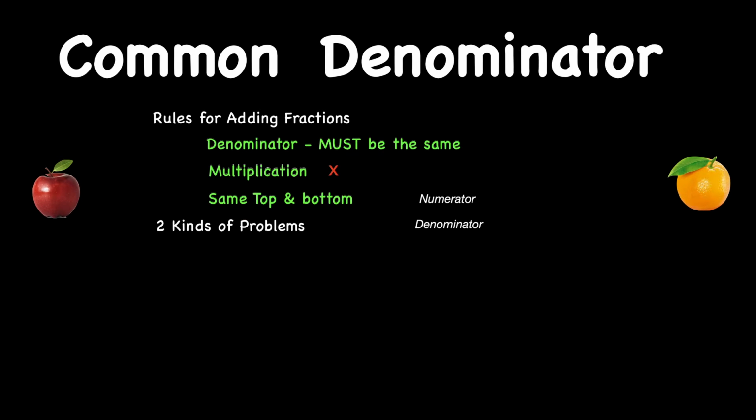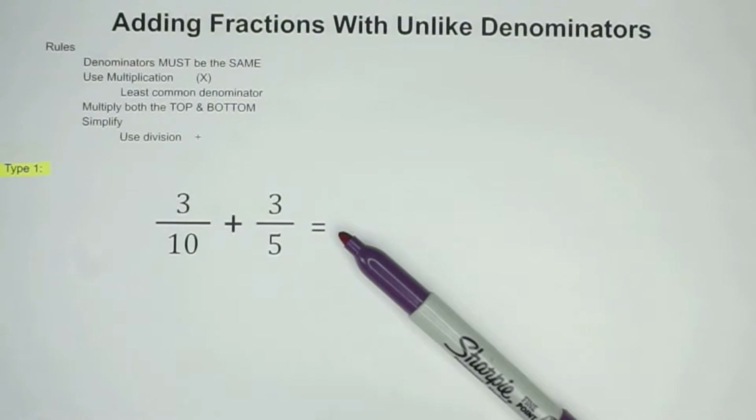There's 2 kinds of problems usually you would run into. I like to call it type 1, which is just a little bit easier. There's less steps. Type 2 just means that we may have a few more steps for that. All right, let's switch over to our camera and try some problems.